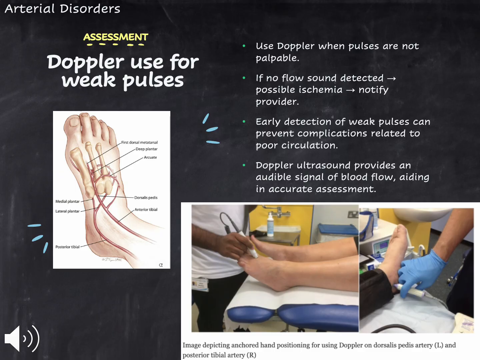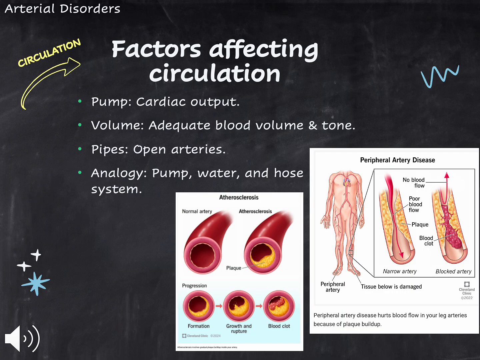Mark the spot where you find the Doppler signal so your colleagues can reassess easily, and always document precisely. For example, "Dopplerable pedal pulse, non-palpable by touch." Using the Doppler isn't just a skill, it's a safeguard that prevents us from missing a critical loss of perfusion. Now, let's step back and look at what's really required for adequate arterial circulation.